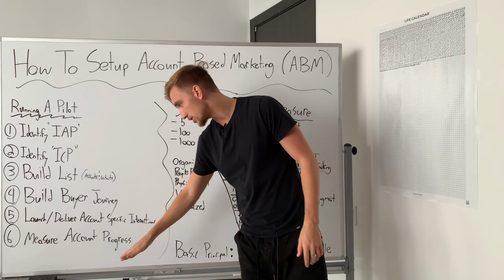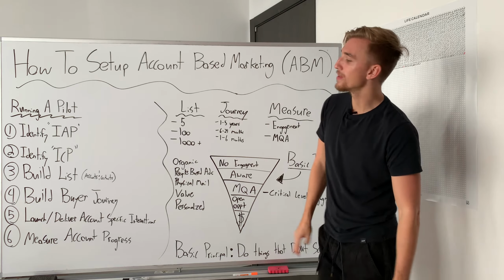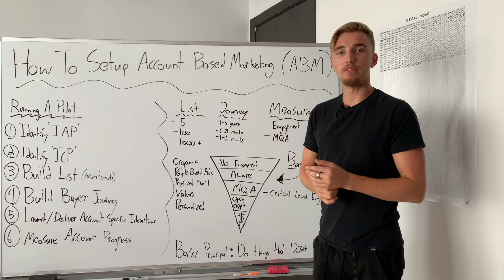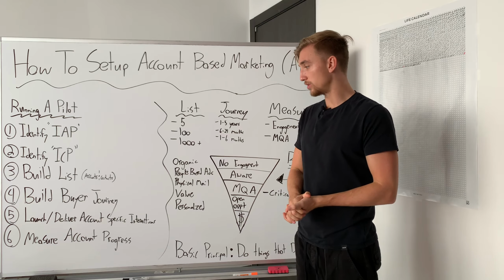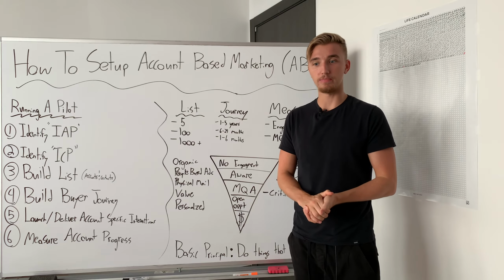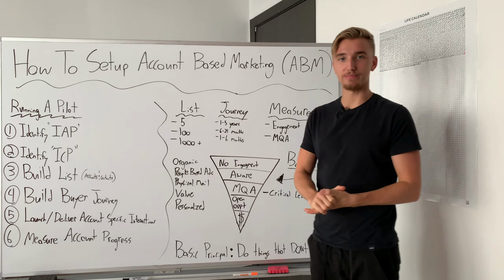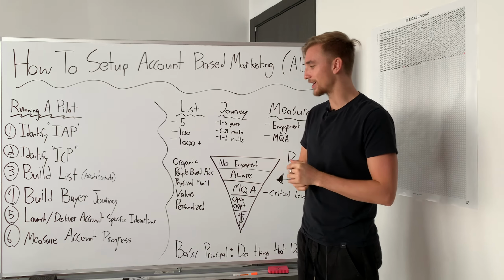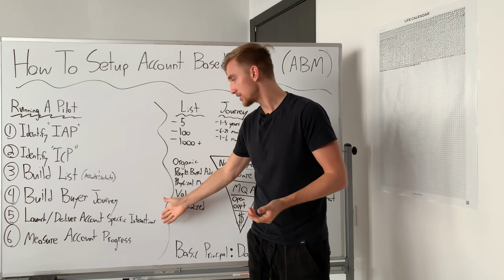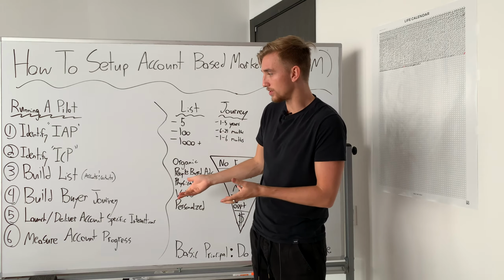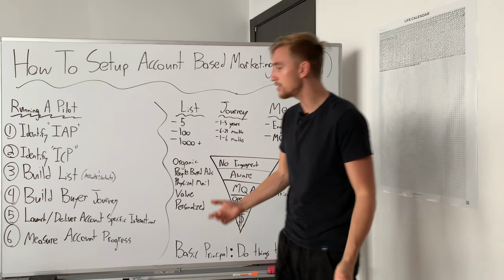Number 6 is measuring the account progress. So with any form of marketing you do, there's a classic quote, which is what gets managed gets measured, or what gets measured gets managed. I think that is the second one. And so you're going to be managing this, and you're going to be, of course, needing to measure the progress. And how do you do that?